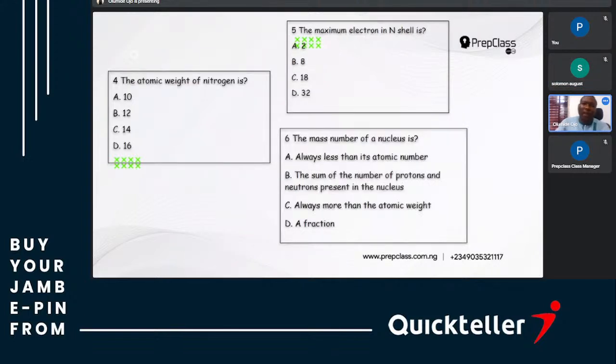Next question. The atomic weight of nitrogen is... Now, when you talk about atomic weight, you are talking about mass number. That's the number of both protons and neutrons present in the nucleus of the atom. Do you get that?